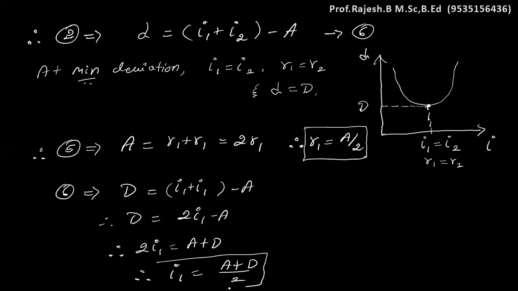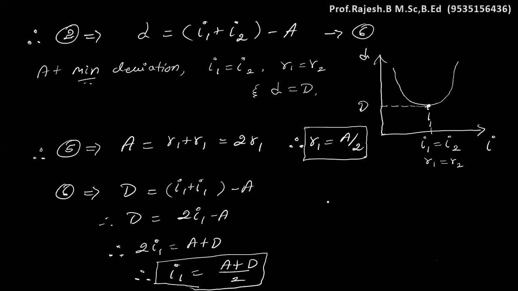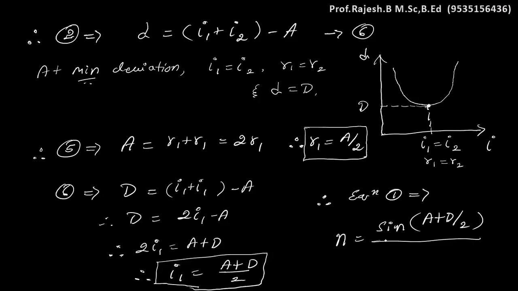See, I got the value for I1 and I got the value for R1. Now substitute these two values in equation 1, which is sin I1 by sin R1. Therefore, equation 1 becomes n is equal to sin of A plus D by 2, I1 is A plus D by 2, divided by sin A by 2. That's all. Final derivation.